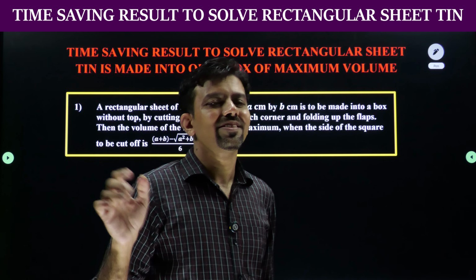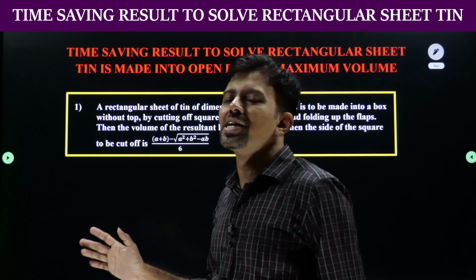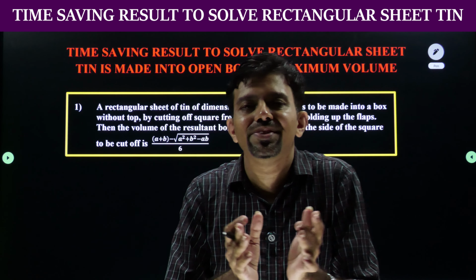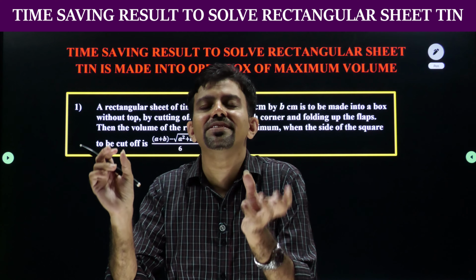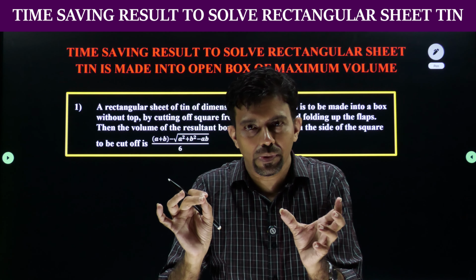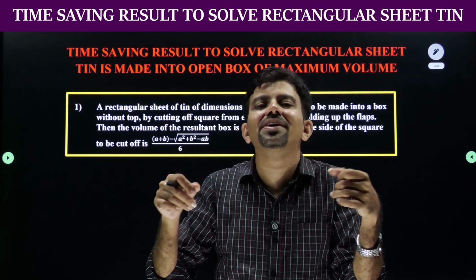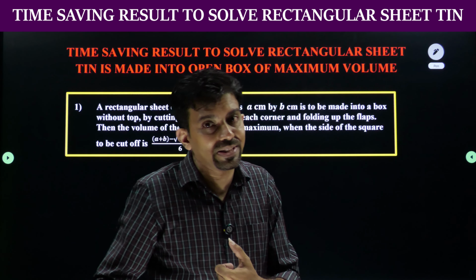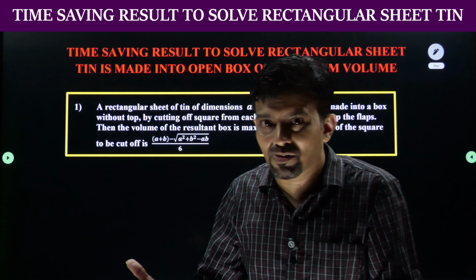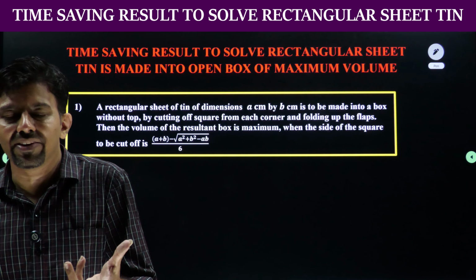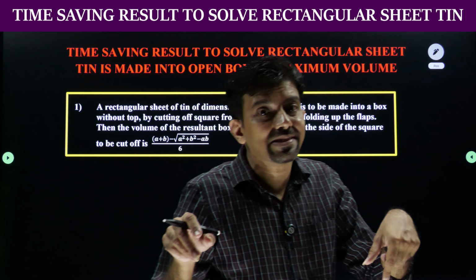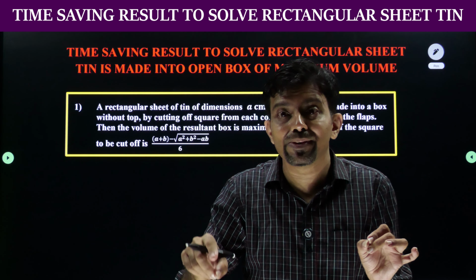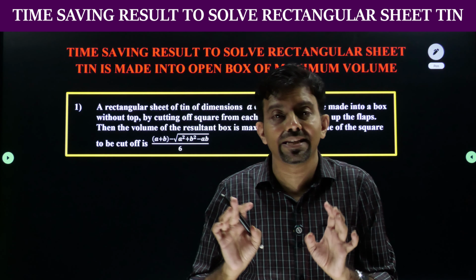Hello everyone. This time I'll take up another shortcut on maxima and minima. A rectangular thin sheet of certain dimensions, length and breadth, is given to you. From each corner we cut a square piece, and folding up the flaps to form a box without top, you want to find the maximum volume of the box. This is possible when the side of the square to be cut off is (a plus b minus root of a square plus b square minus ab) divided by 6.